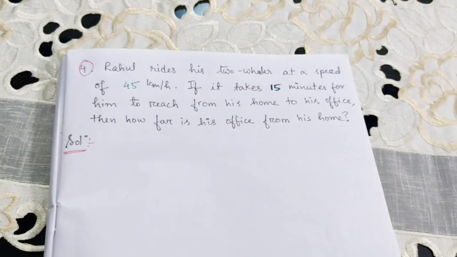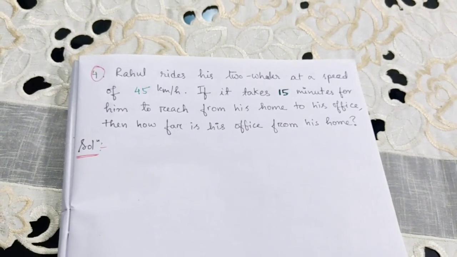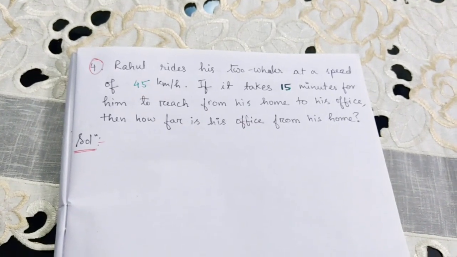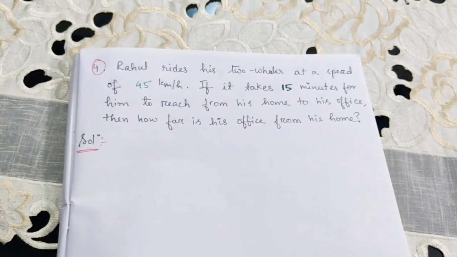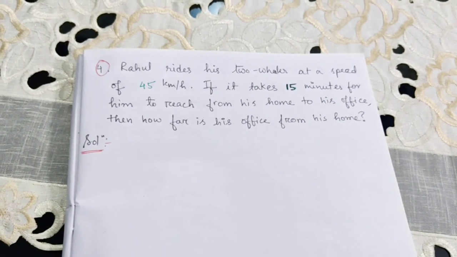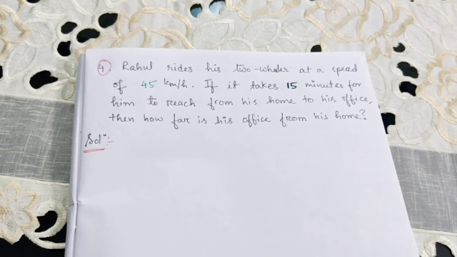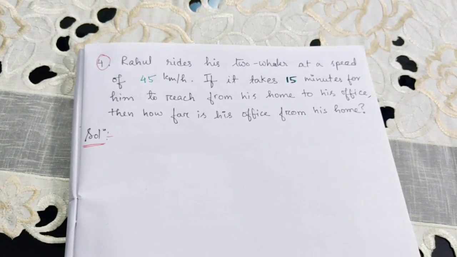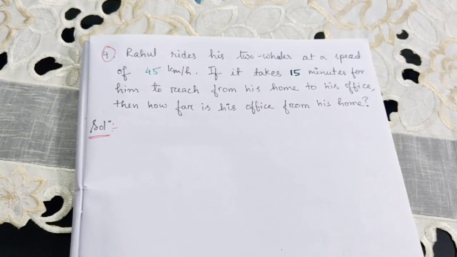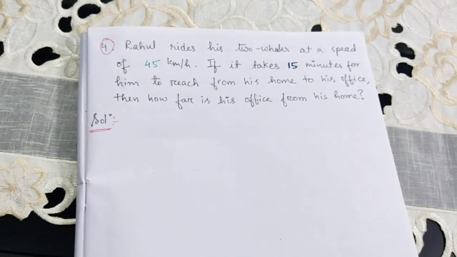So here the speed is 45 km. That means in 1 hour he rides 45 km. So in 15 minutes how much does he ride? If you can find that one, then you will get the answer. So here the speed is 45 km per hour, written in kilometer per hour, but the time is 15 minutes. So you will convert minutes to hour.